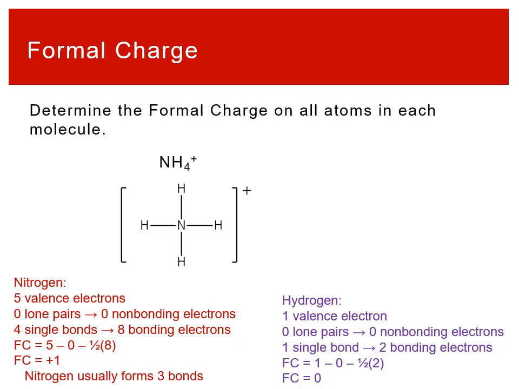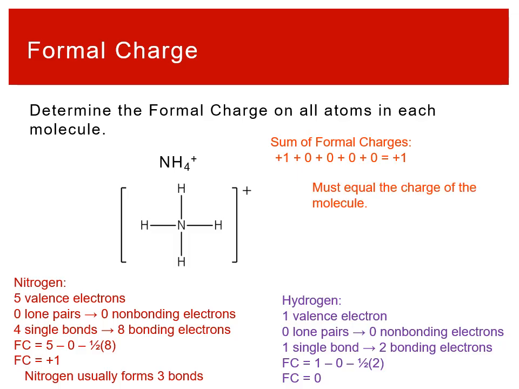So if we take a look at these formal charges and we add them up, right, it's +1 on the nitrogen and then zeros on all of my hydrogens. Overall, I get a formal sum of plus 1. And so one of the things I can see is that the plus 1 sum of formal charges equals the charge of the molecule. So NH4+ is a positively charged cation, right? And so if I sum up all the formal charges, it's going to be plus 1. So practically, this is a way to check your formal charges.